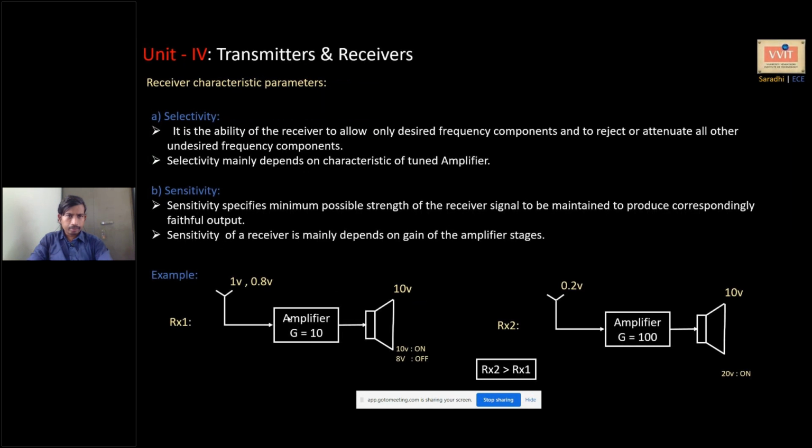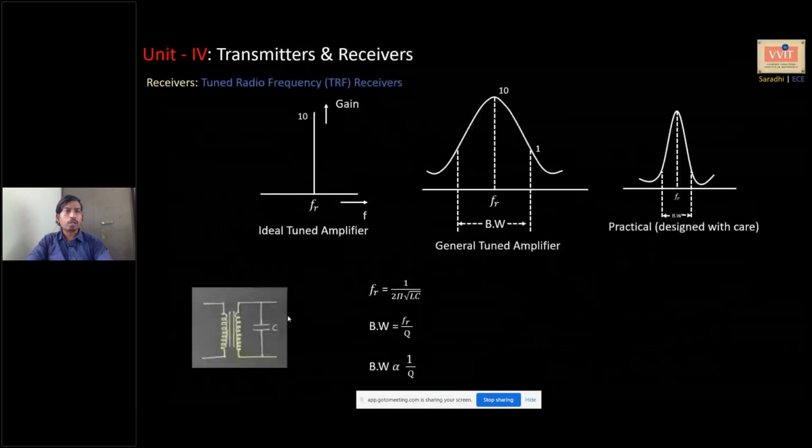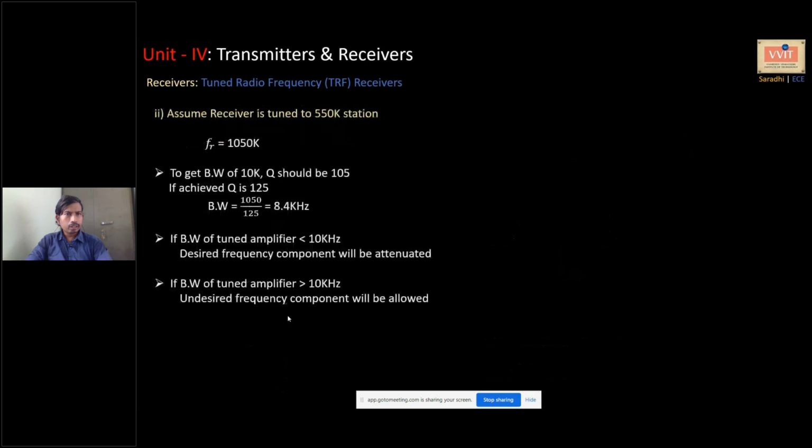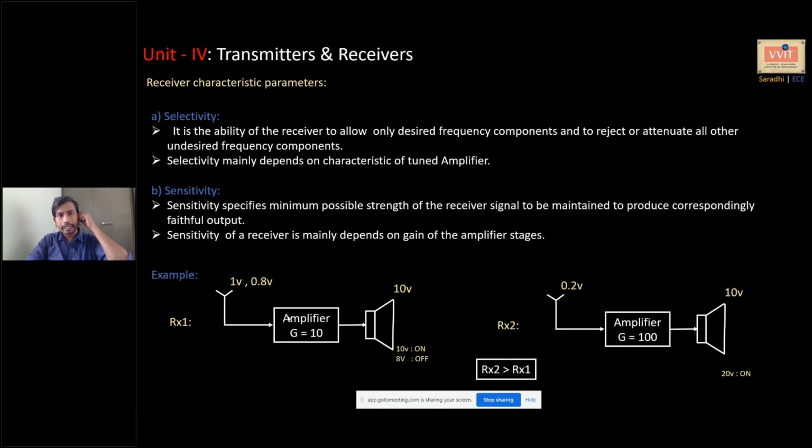So these difficulties are drawbacks of the tuned amplifier, making us discuss the important characteristic parameters of a typical receiver. There are a few important characteristics and their ideal scenarios which we try to achieve through receiver designs.